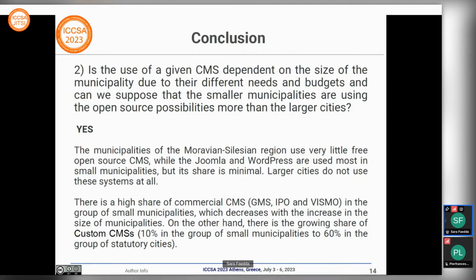But if they are bigger and larger, they use more and more, how to say, specified systems. Yeah, so they are made really for their purposes. They are not general as Galileo or Wismo, and they are really made only for those cities. It is about the statutory cities and about the capital of our region.